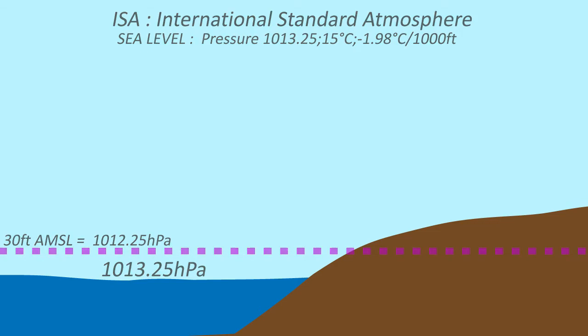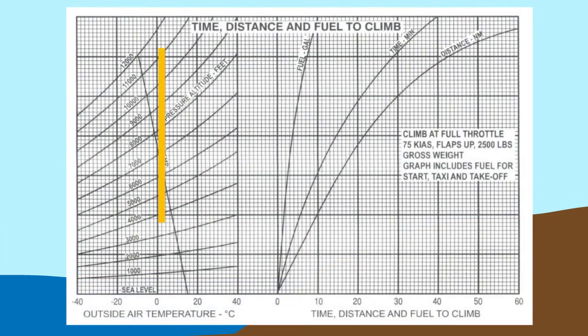So pressure altitude becomes important as we calculate a lot of performance values from this. An example would be the time, distance, and fuel to climb graph. We use pressure altitude in these graphs because the pressure altitude will be the altitude at which the aircraft feels like it's performing. So you can now understand that pressure altitude plays a vital role in aircraft performance.